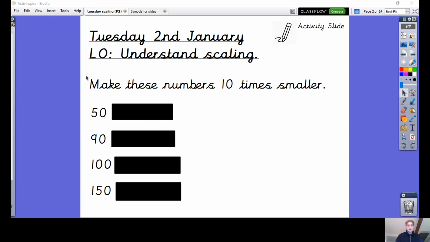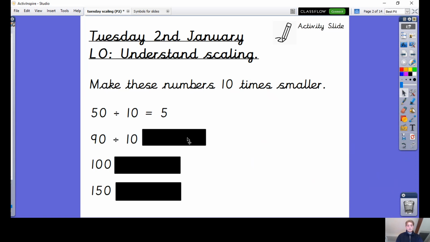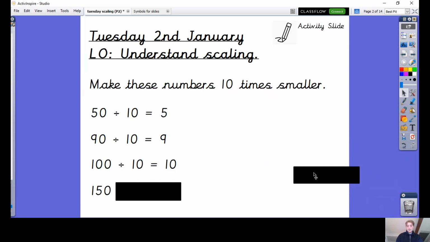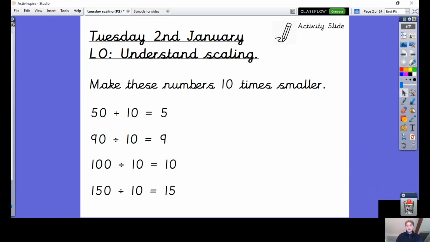So, I would have liked you to make these numbers 10 times smaller. Making a number 10 times smaller is the same as dividing by 10. So 50, 10 times smaller, is 5. 90, 10 times smaller, or divided by 10, it's the same thing, is 9. 100, 10 times smaller, is 10. And 150, 10 times smaller, is 15.